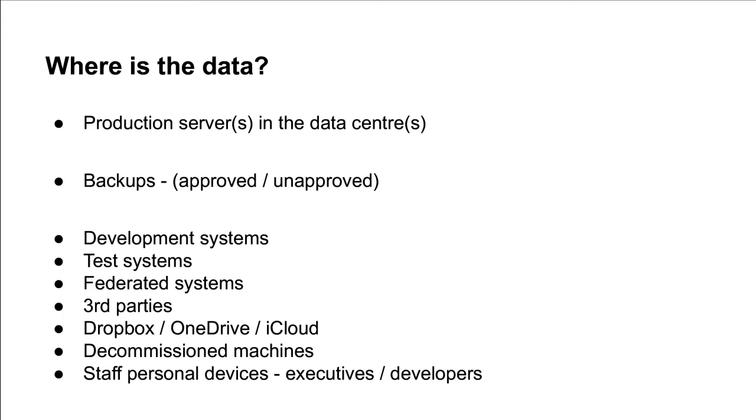The data we're trying to protect is on production servers in data centres, potentially all over the world. It could be on our backups, both approved and unapproved. It could be on development systems, it could be on test systems, it could be on federated systems. We might have sent it to third parties. Staff might have stored it in their Dropbox or OneDrive or iCloud accounts. It might still be left on decommissioned machines. Or it could be on staff personal devices, from anywhere from the executives down towards all the developers. If we don't know where our data is, how can we protect it?